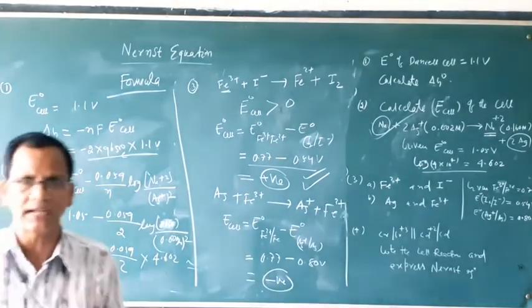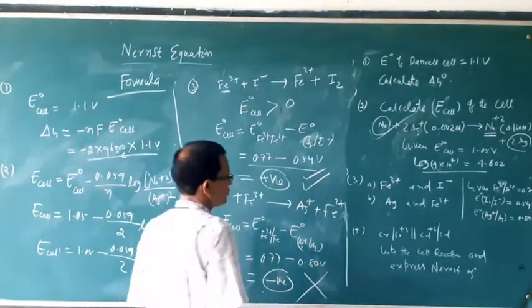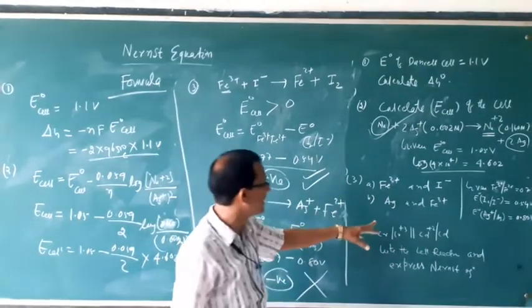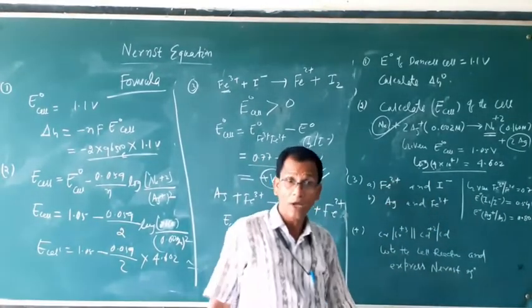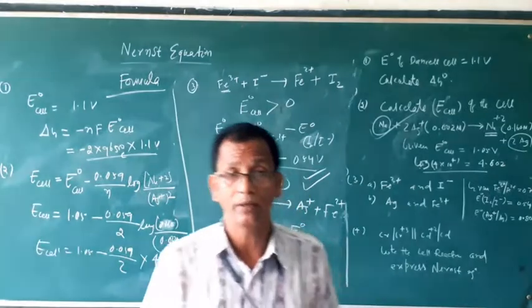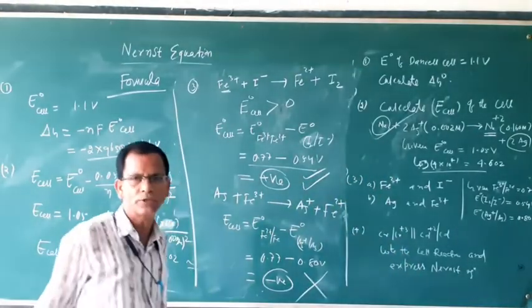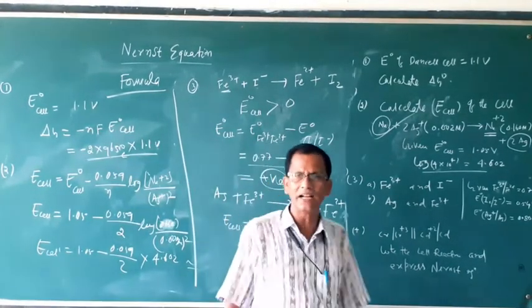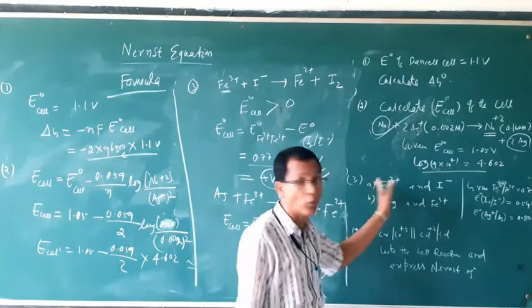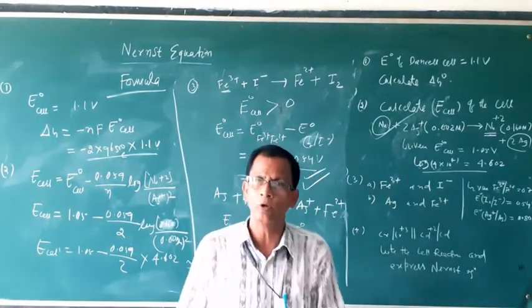As it is a negative sign, it is not feasible. So the reaction is not feasible. The second reaction cannot take place between silver and Fe3 plus, but the first reaction is possible. You can do it like this. You can check whether the reaction is possible or not. How? By knowing the reduction potential of both ions or both species. That which is reduced will be taken first.